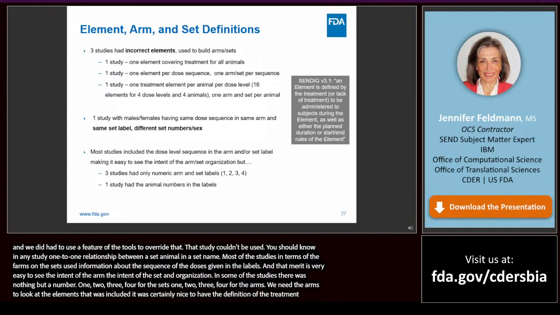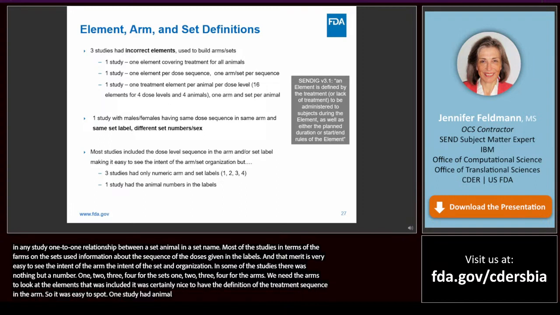And then one study had animal numbers in the labels, and since each of the animals did receive a different sequence, it's kind of hard to argue with that approach. It was just a difference in how that sponsor decided to do those labels.